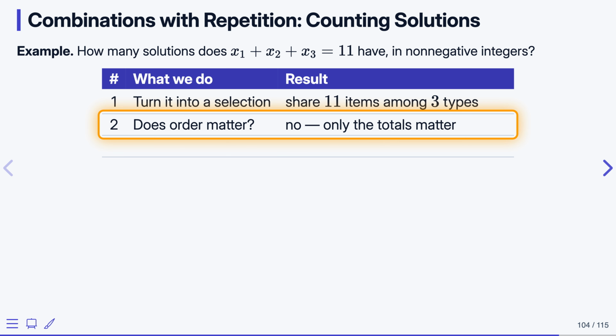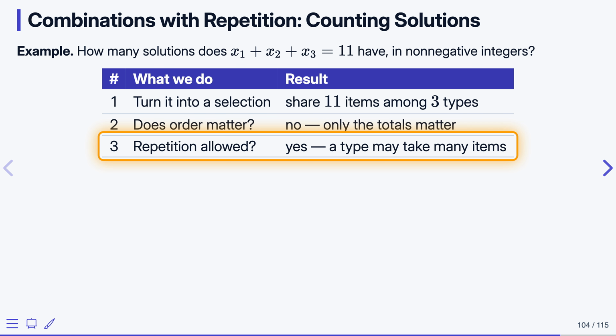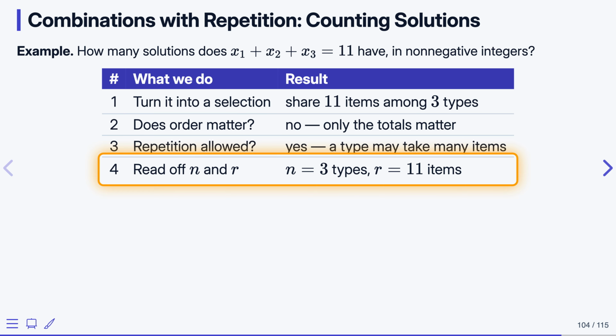Step 2. Does order matter? No, only the totals matter. Step 3. Is repetition allowed? Yes. A type may take many of the items or none. Step 4. So read off the numbers. There are n equals 3 types and R equals 11 items.